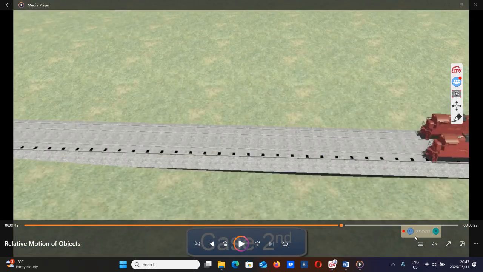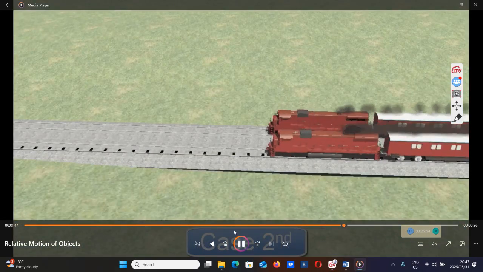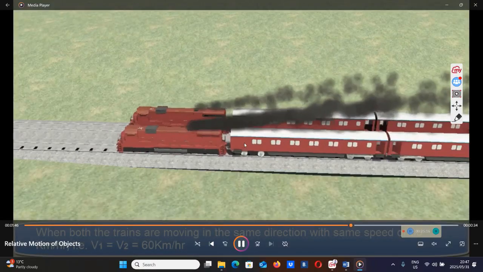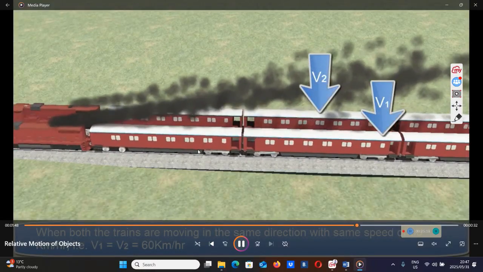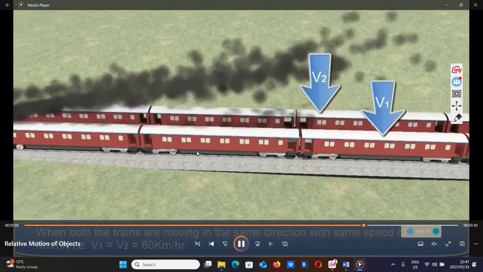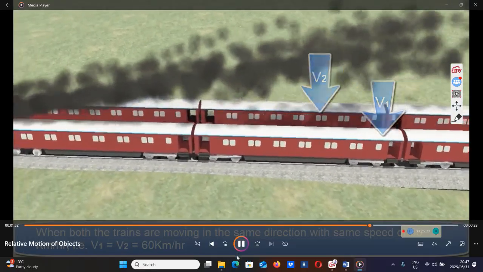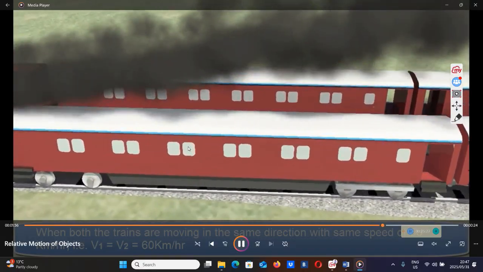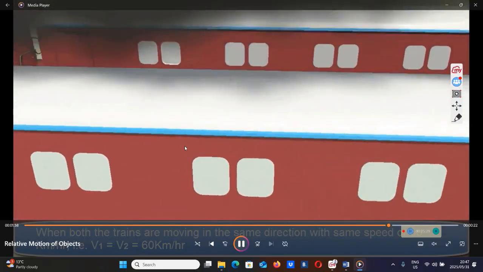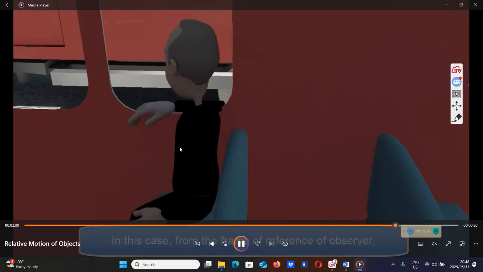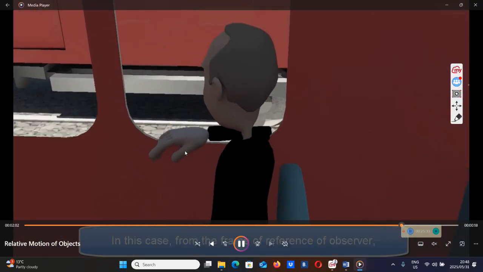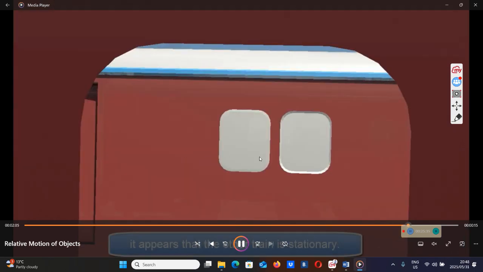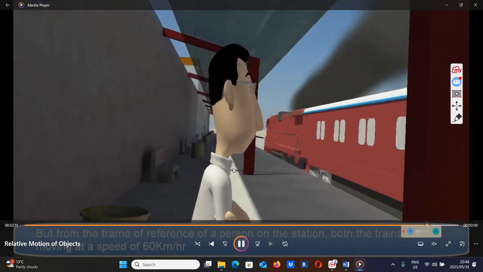Right, here is another scenario where you'll have two trains moving in the same direction, same speed. So what's going to happen now? The observer is in this train, this first one here, then he's looking at that other train. So now let's see what he's going to see. This is what he's going to see. So when you observe that other train, it will look like that other train is not moving at all.